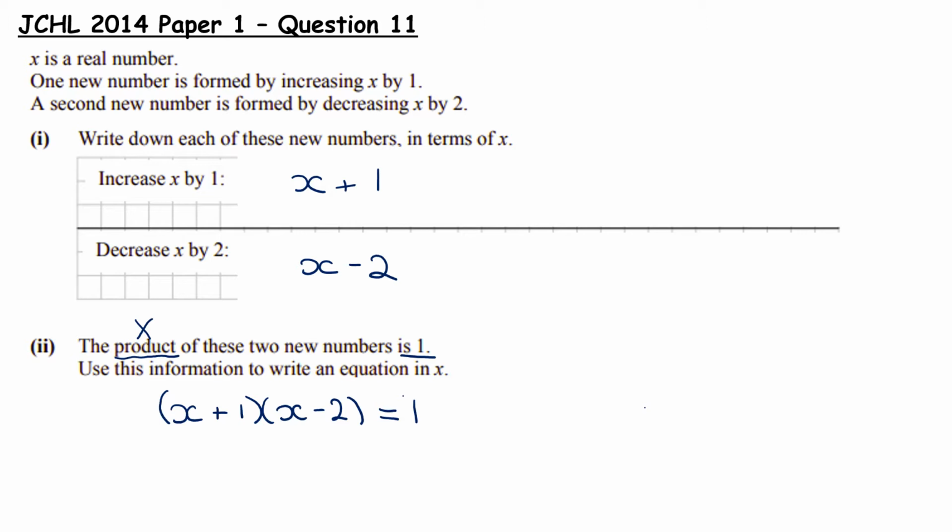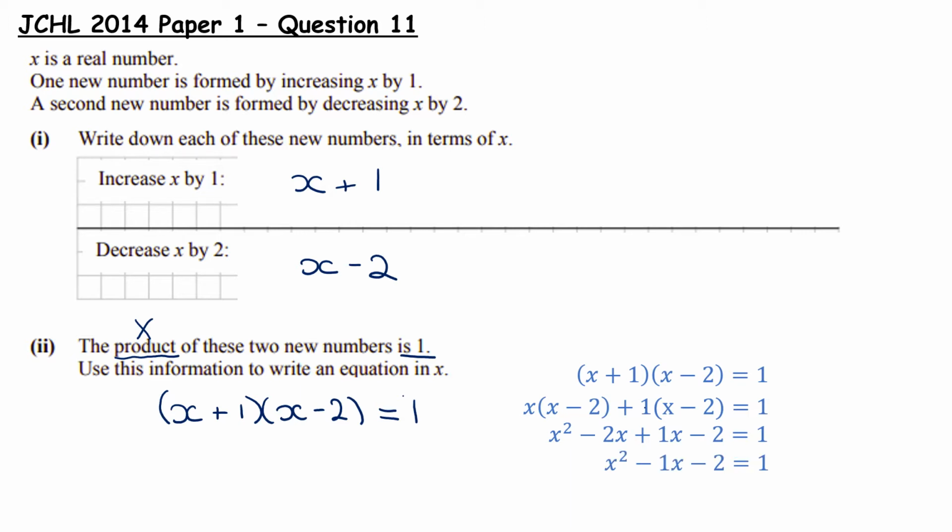If you want to expand it, and we'll need that expanded and simplified for our next part, we can multiply out these brackets. Officially, yes, you have written an equation, but let's multiply it out. So this is what I have, x plus 1 times x minus 2 equals 1. We'll split the bracket. So we get x times x minus 2 plus 1 times x minus 2 equals 1. That gives us x squared minus 2x plus 1x minus 2 equals 1. And we get x squared minus 1x minus 2 equals 1.